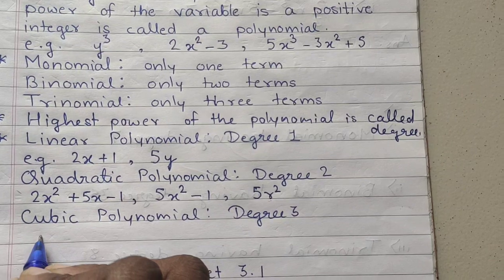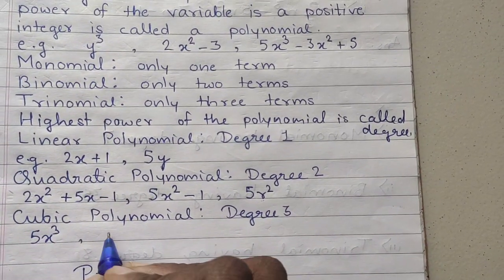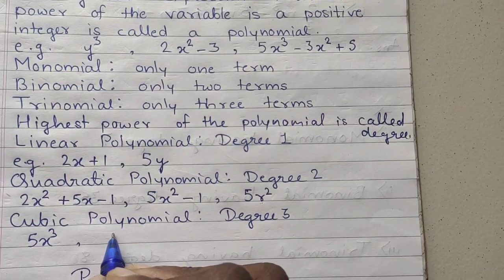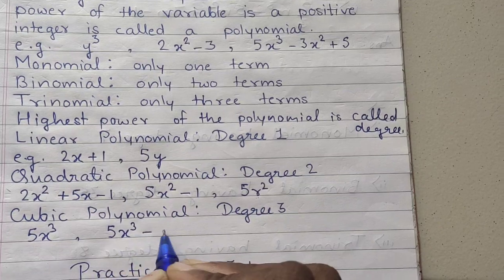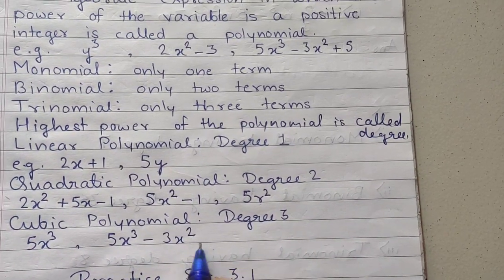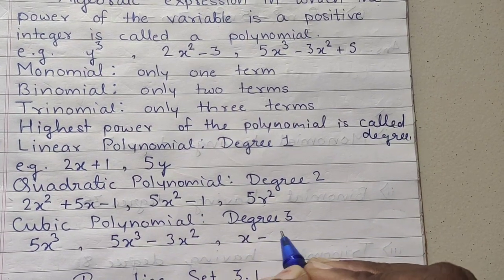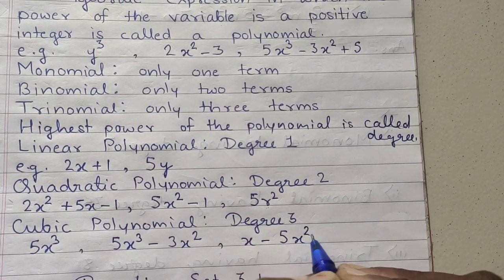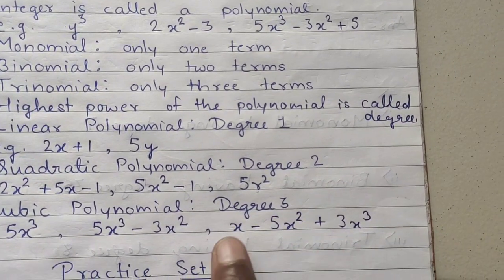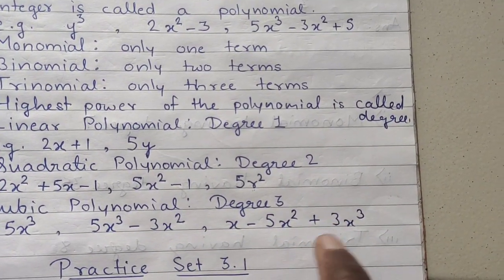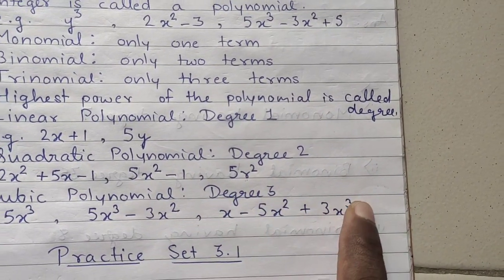Now cubic polynomial means the power has to be 3. So 5x cube, this is cubic. One more example I am writing. 5x cube minus 3x square. This is a cubic polynomial. One more example I am writing here. Now in this case you can see the highest power is 3. So this is also a cubic polynomial.